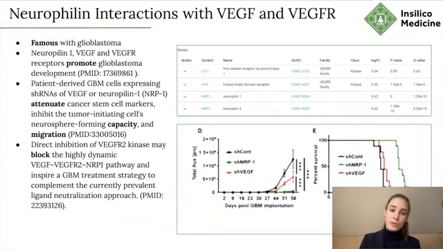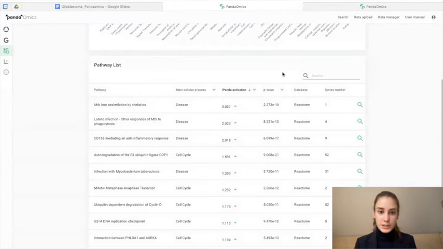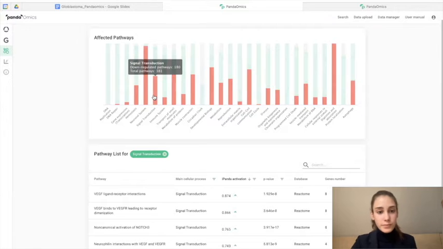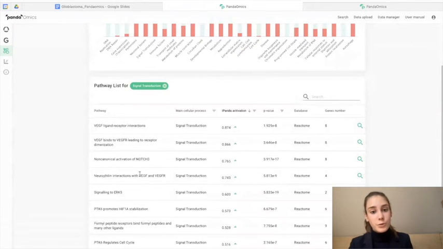Now let's look at the neuropilin interactions with VEGF and VEGFR. The first thing we did was order the pathways from highest to lowest IPAND activation. This time, take a look at signal transduction. This is an important process in cancer proliferation. And here is our pathway in the fourth spot.